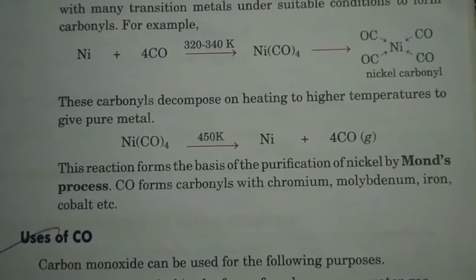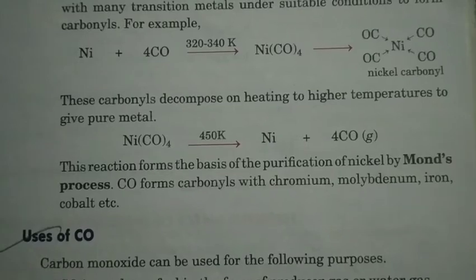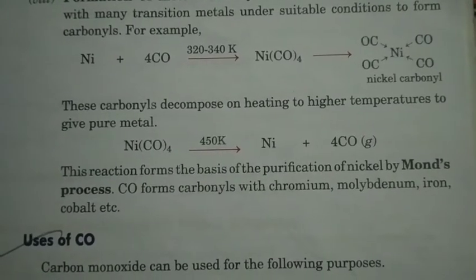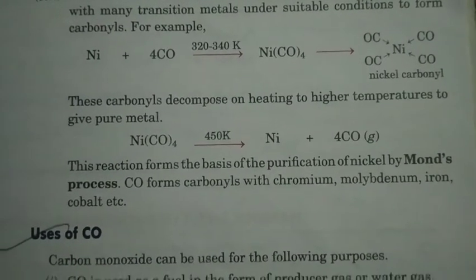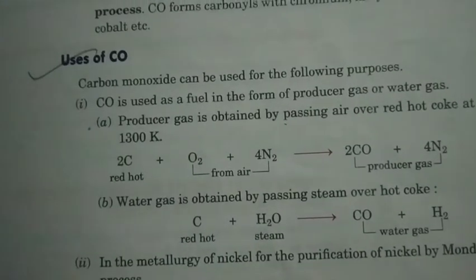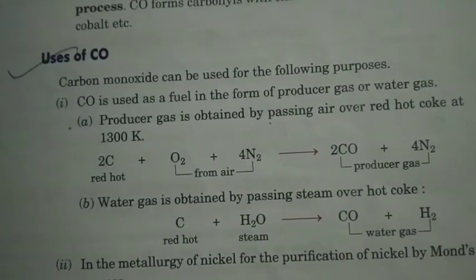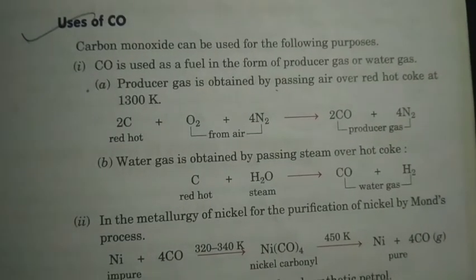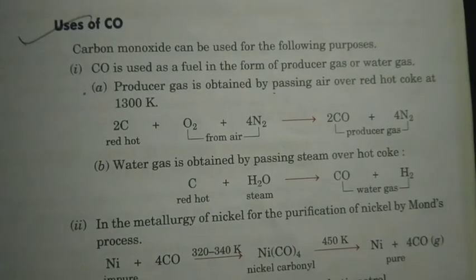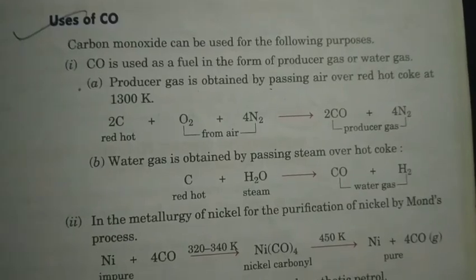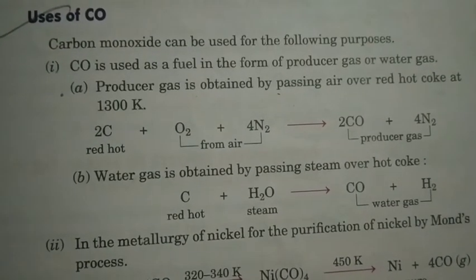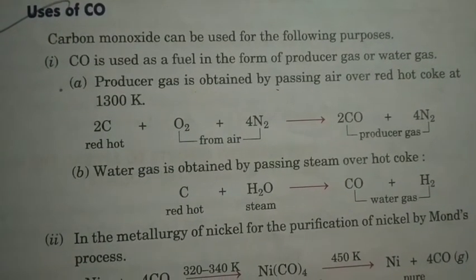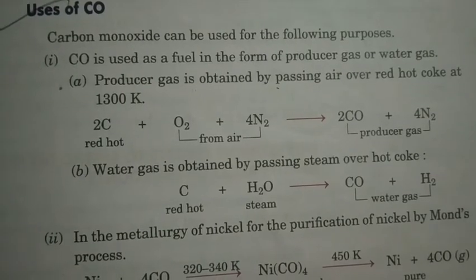The CO forms carbonyls with chromium, molybdenum, iron, cobalt, etc. Now let's move to the uses of carbon monoxide gas. This carbon monoxide can be used for these purposes. Carbon monoxide is used as a fuel in the form of producer gas or water gas.